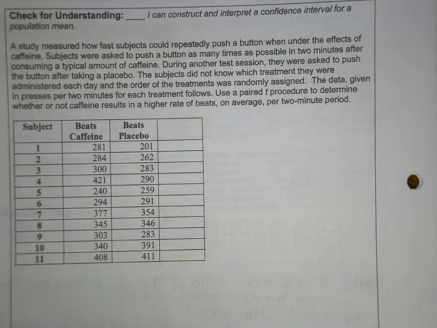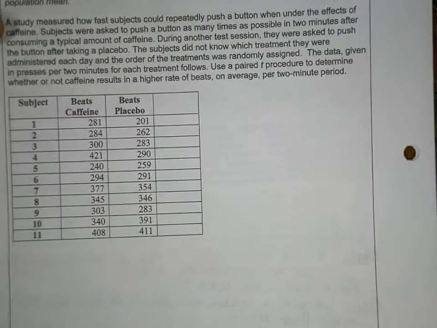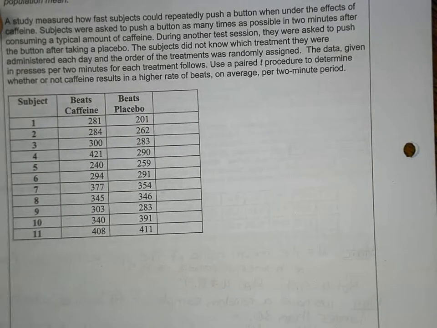So we have a study measured how fast subjects could repeatedly push a button when under the effects of caffeine. Subjects were asked to push a button as many times as possible in 2 minutes after consuming a typical amount of caffeine. During another test session, they were asked to push the button after taking a placebo. The subjects did not know which treatment they were administered each day, and the order of the treatments was randomly assigned. The data given in presses per 2 minutes for each treatment follows. Use a paired t procedure to determine whether or not caffeine results in a higher rate of beats on average per 2 minute period. So, we have our subject numbers, we have beats with the caffeine and with the placebo.